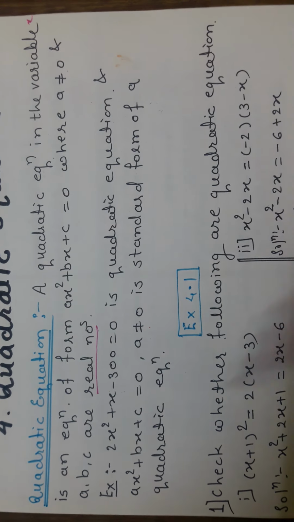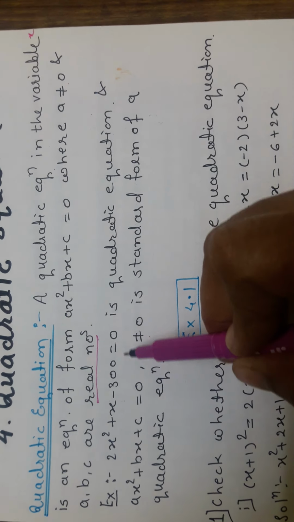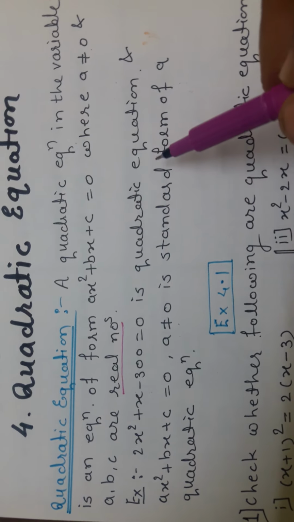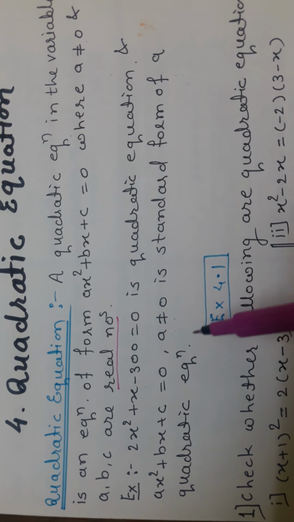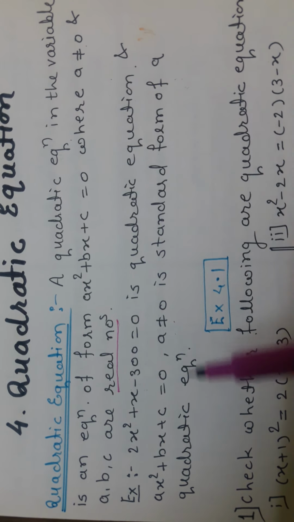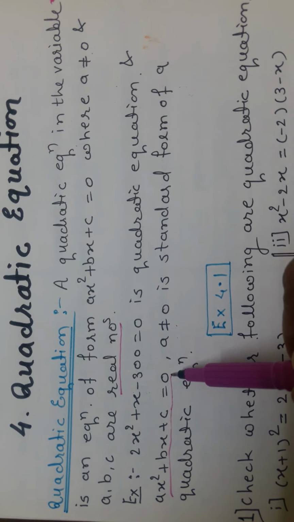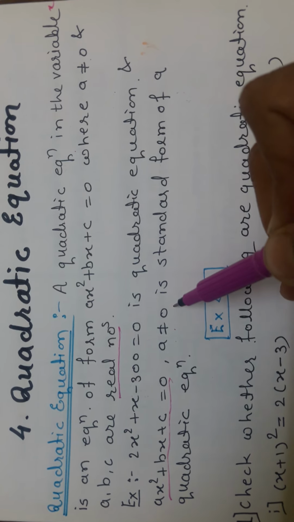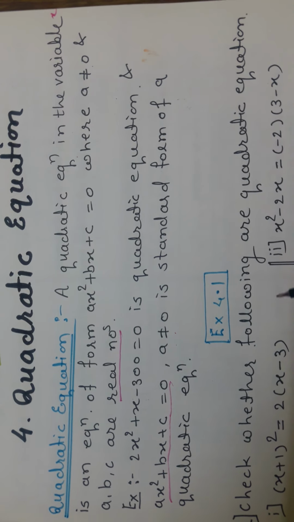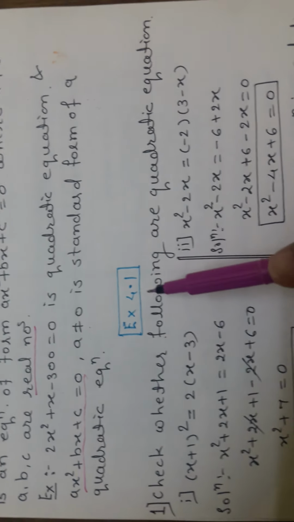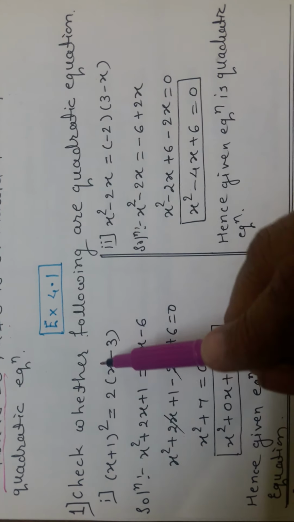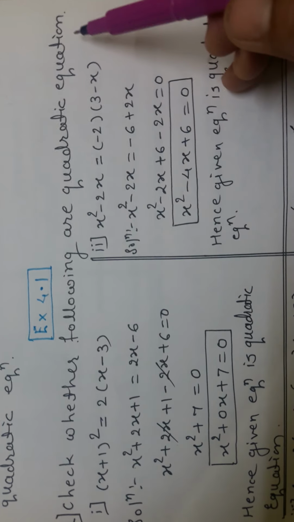For example, 2x square plus x minus 300 is equal to 0 is a quadratic equation. The general or the standard form of a quadratic equation is ax square plus bx plus c is equal to 0, a is not equal to 0. Now we will start exercise 4.1. Check whether the following are quadratic equations.